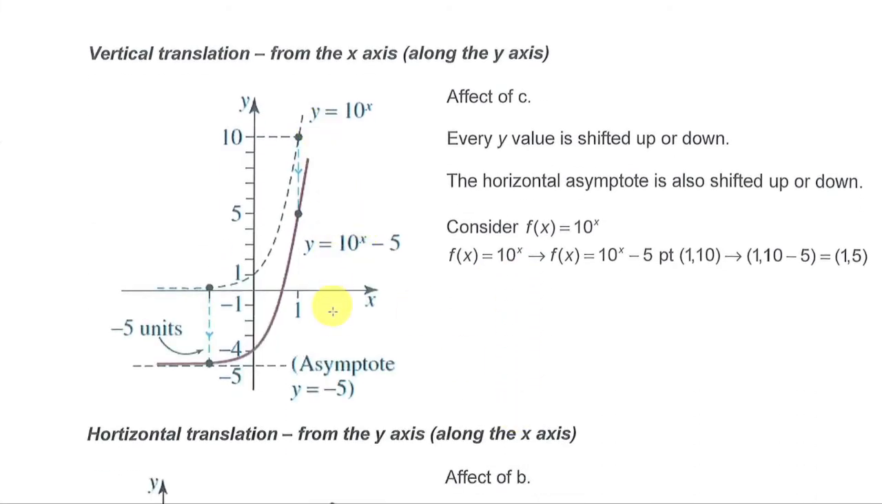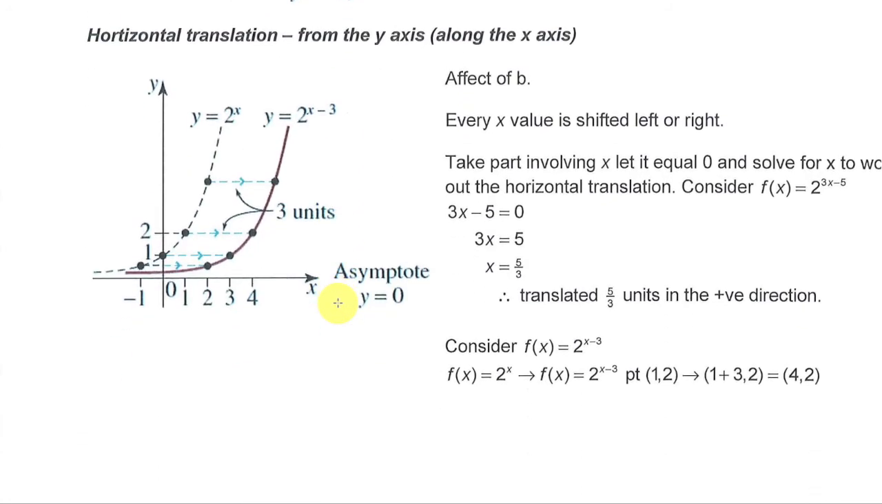Vertical translations, no big surprise, just moving it up and down. Horizontal translations are not a big surprise again. Take that power there, x minus 3, make it equal to 0, solve for x, means 3 units that are positive. So we just take that original graph, we're picking it up, and we're moving it 3 units along.